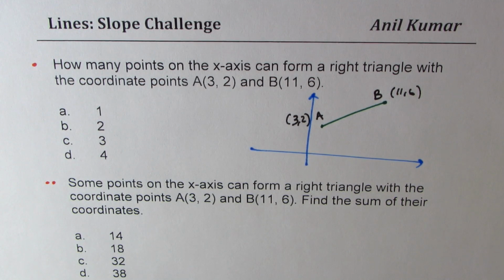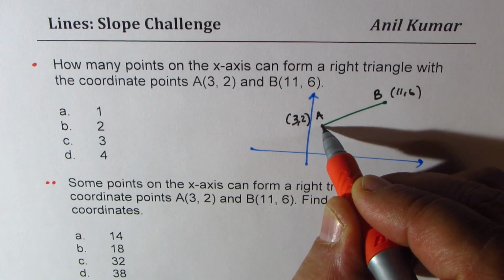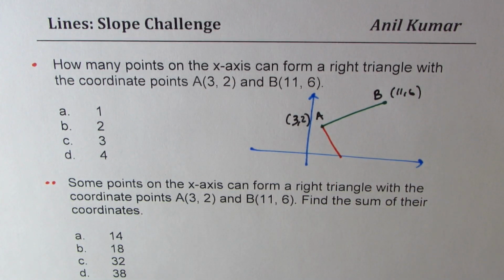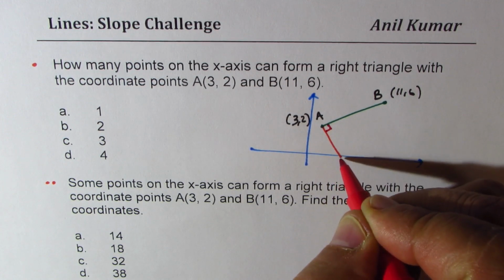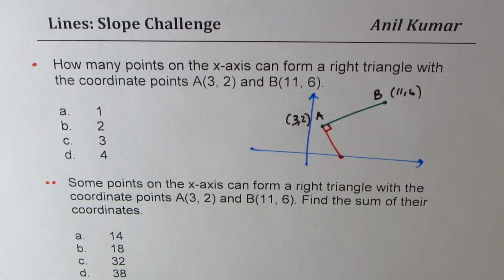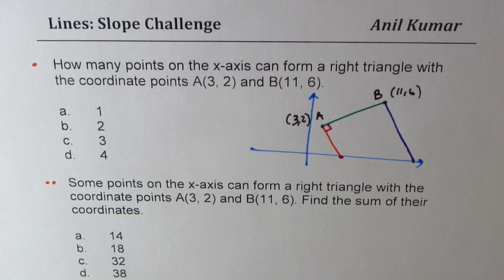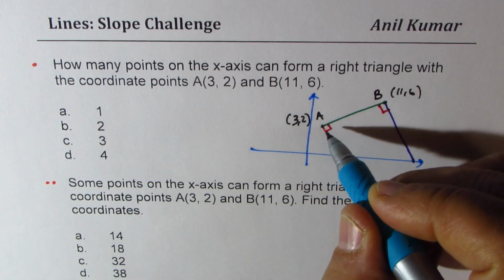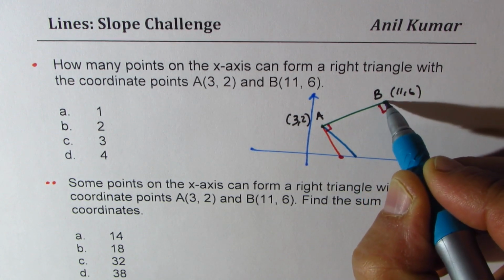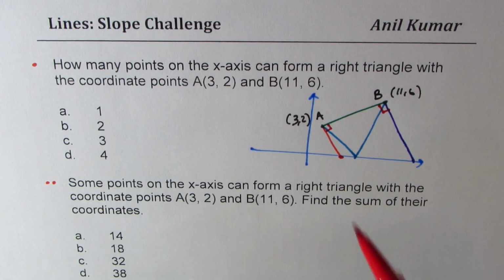On the x-axis, if we have few points which can make a right triangle, where could they be? The point should be in such a manner that it makes a right triangle with line AB, correct? So that could be one scenario. So we have this point here. Another scenario could be that we have a line from B itself, right? So having a right triangle there, we could have the second point. And what is also possible is that we could have a point here where the right angle is formed on the x-axis.